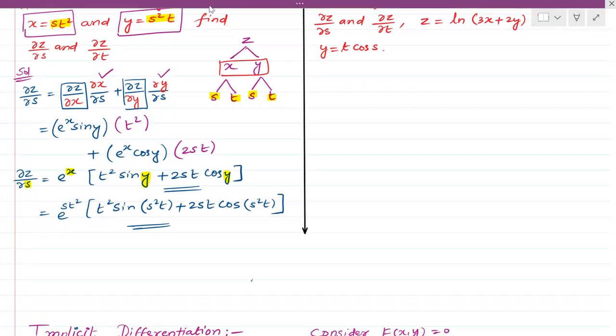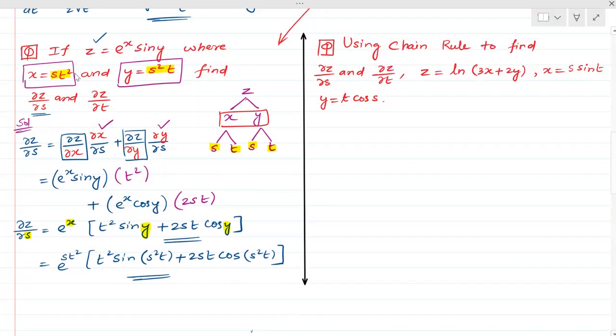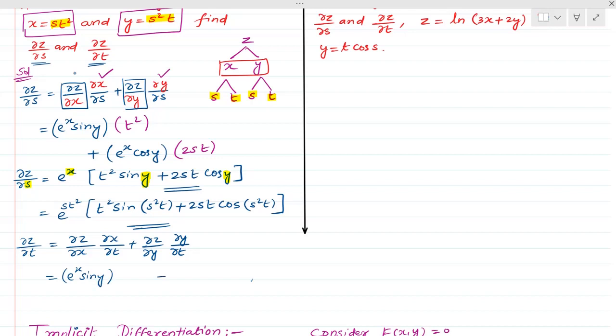Now I will take the next one, with respect to t. So the first part is done. Now I have to differentiate with respect to t. Same rule: dou z over dou t is dou z over dou x times dou x over dou t plus dou z over dou y times dou y over dou t. Calculate each separately. You will find dou z over dou x is the same, e power x sine y, and here e power x cosine y.